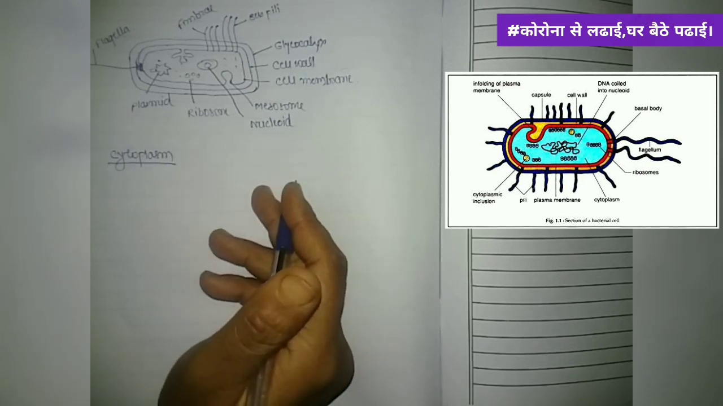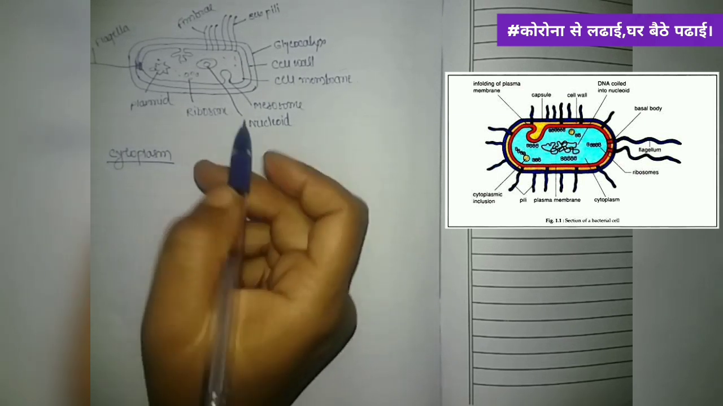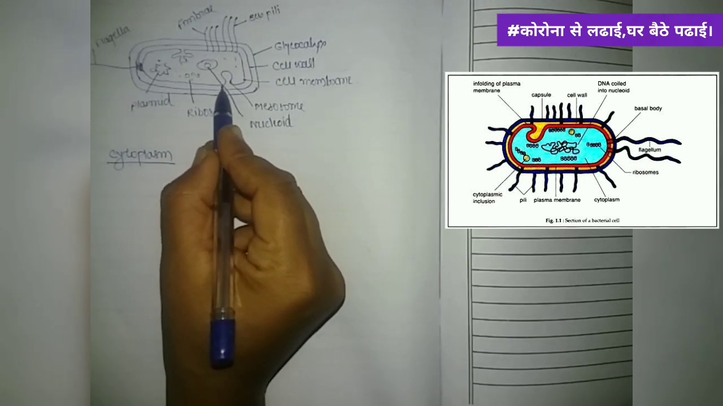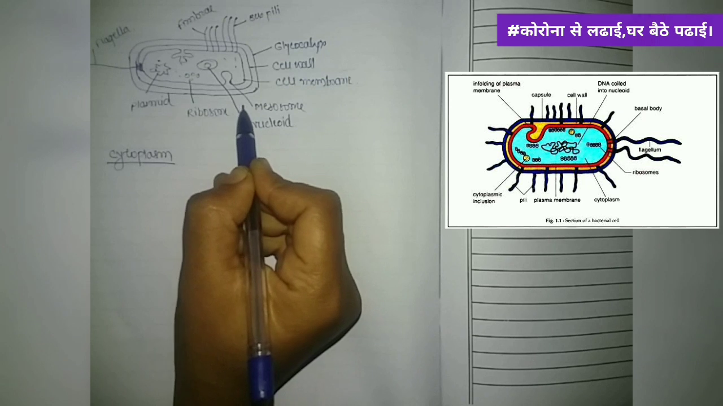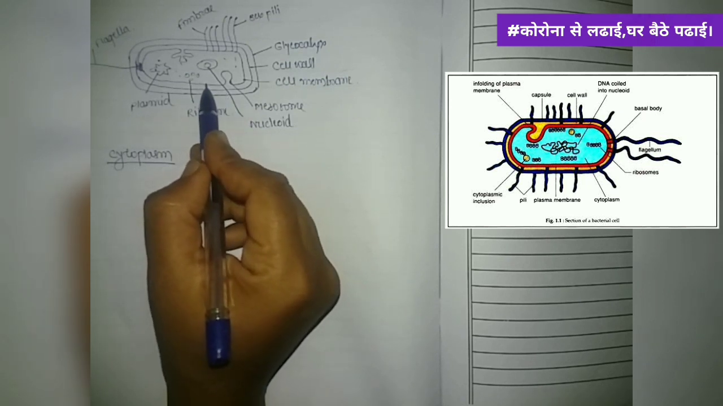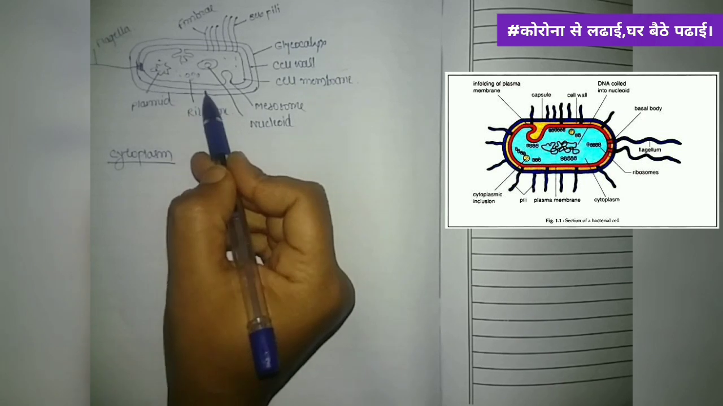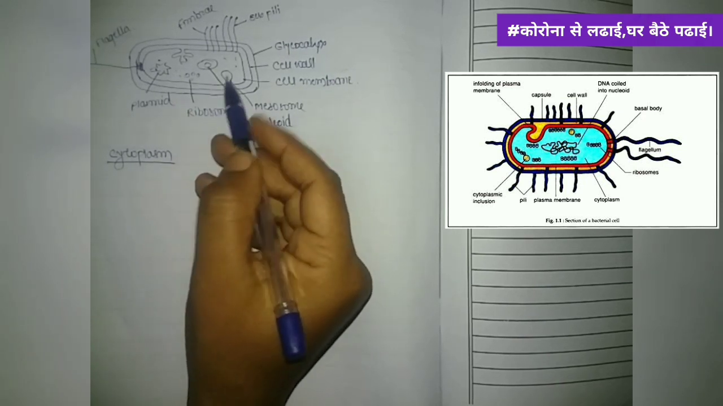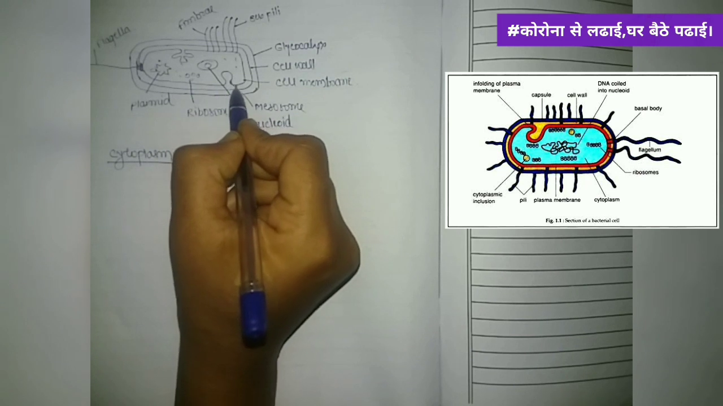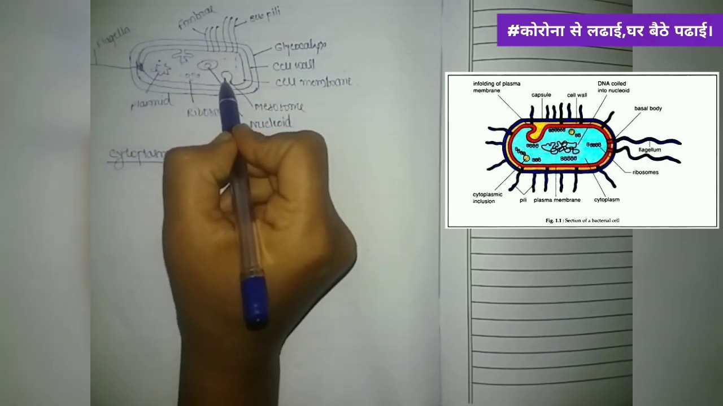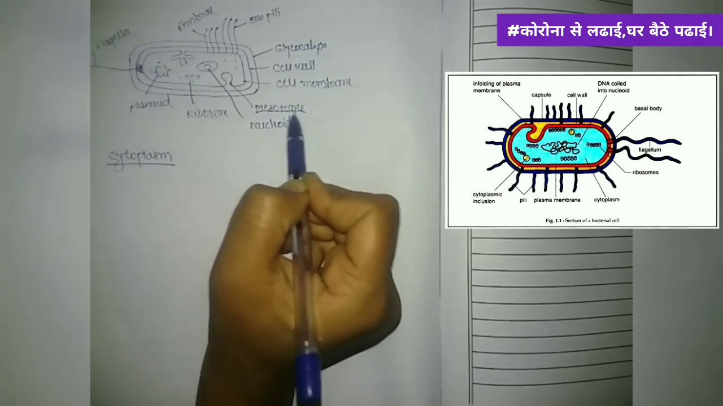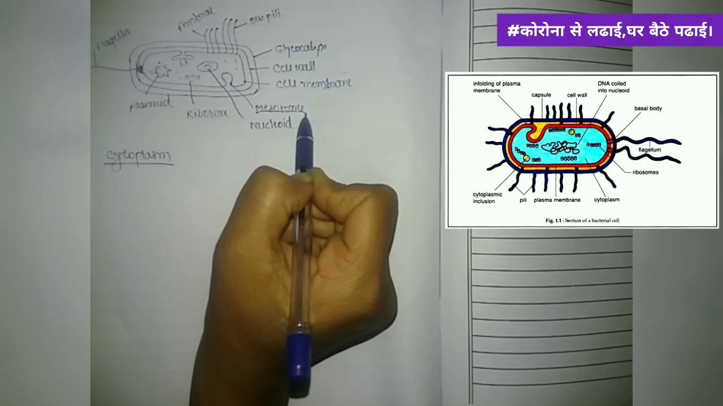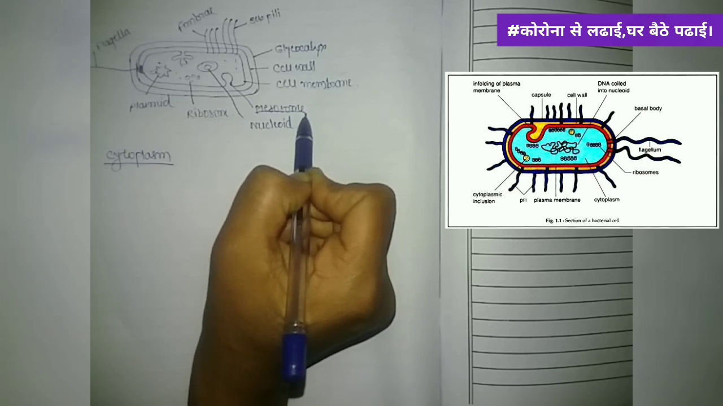Who will generate the energy in those prokaryotic cells? Because bacteria are living cells, they require energy. But the mitochondria, the powerhouse of the cells, are absent in prokaryotic cells. So who will generate the energy? In prokaryotic cells, the enfolding of the cell membrane is known as the mesosome. This mesosome acts as a powerhouse of the cells in the prokaryotic cells.